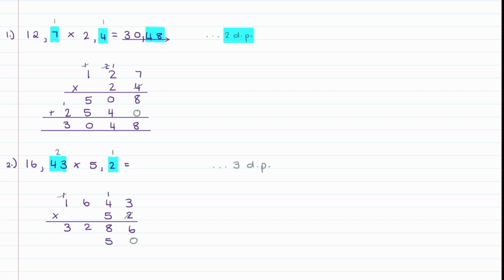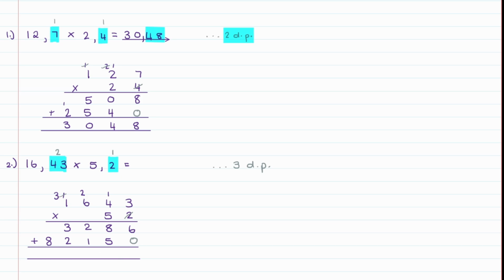4 times 5 is 20, plus 1 is 21. Write the 1, carry the 2. 6 times 5 is 30, plus 2 is 32, so I'll write 2 and carry the 3. And then 1 times 5 is 5, but add the 3 gives me 8. I'm going to place a 0 above the 8 to act as a placeholder for when I come to add.